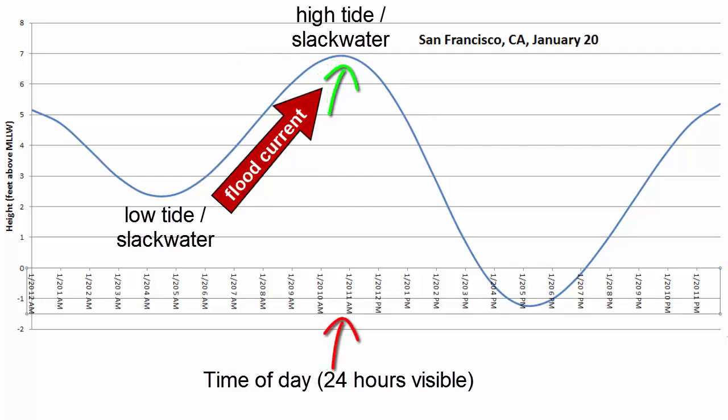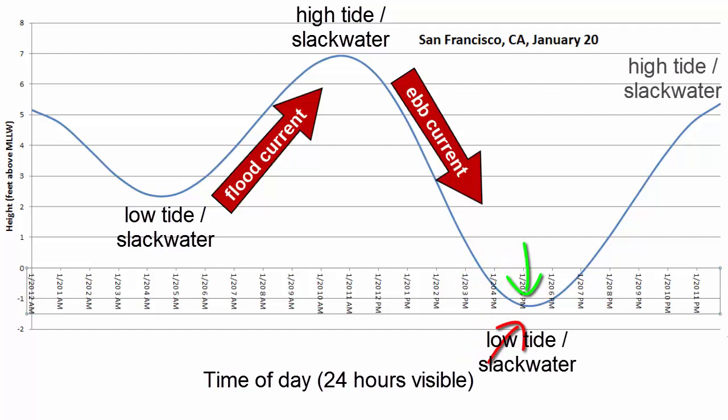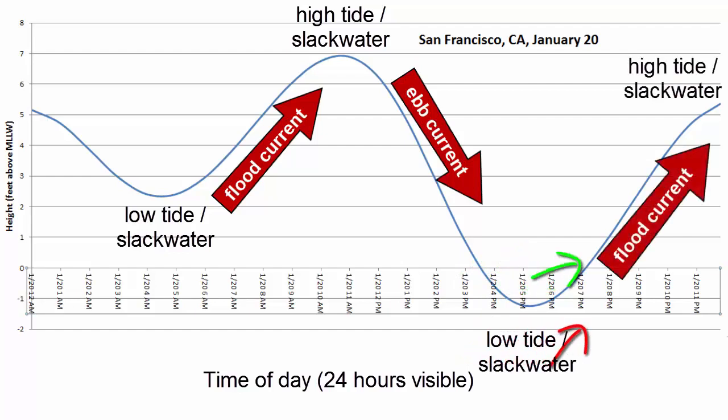After high tide, the water starts to retreat from the coastline, slowly at first, then faster and faster as an ebb current. That current slows as 5 p.m. approaches, when we get yet another slack water and low tide. After 5 p.m., we get another flood current, until at about midnight, when high tide arrives again, and so on, repeating two waves every 24 hours and 50 minutes.